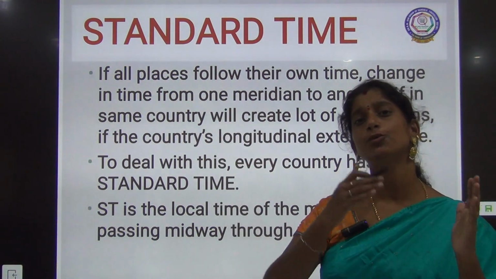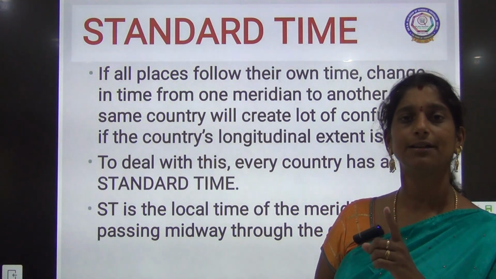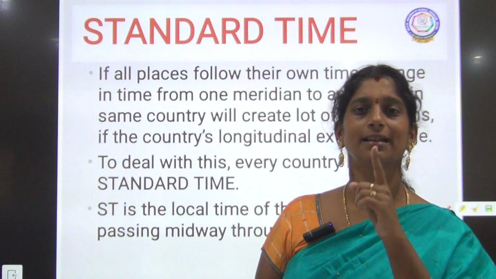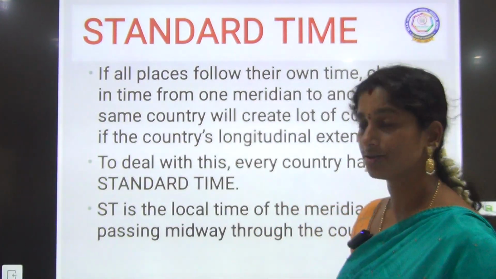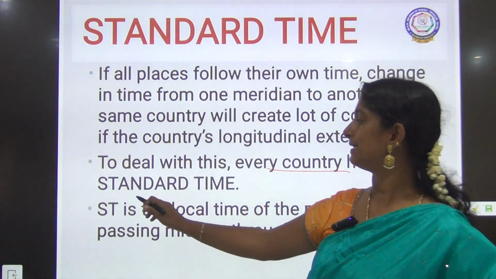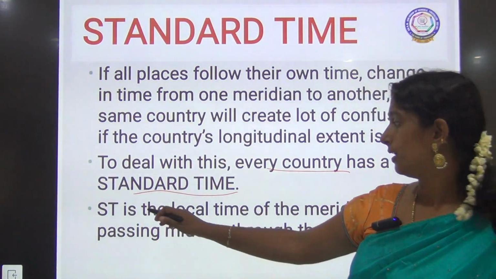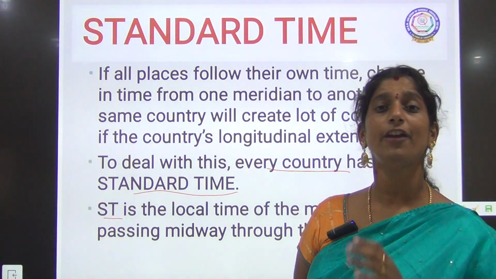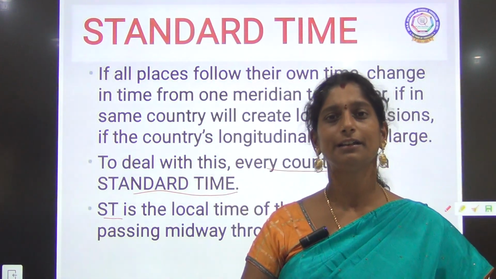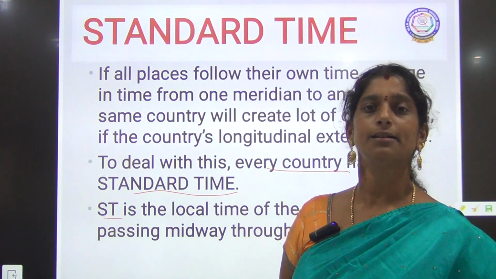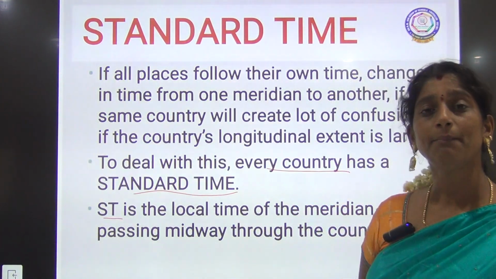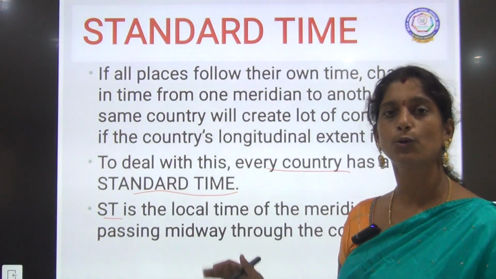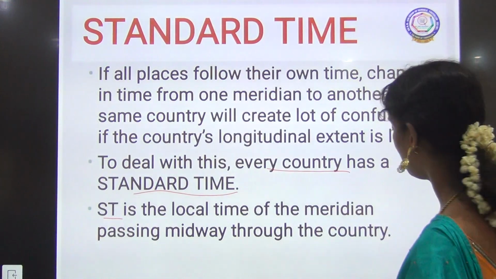Even if a single country is in 2 or more meridians, we never mind about that. There is a standard time fixed for that country, okay? So every country has a standard time, clear? Standard time is nothing but the local time of the midway of the country. So if the country is divided into half, the time at that center point is going to be the standard time throughout the country. The time of the central meridian of the country is the standard time of the country.